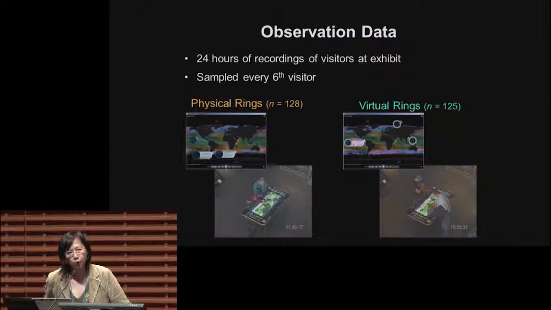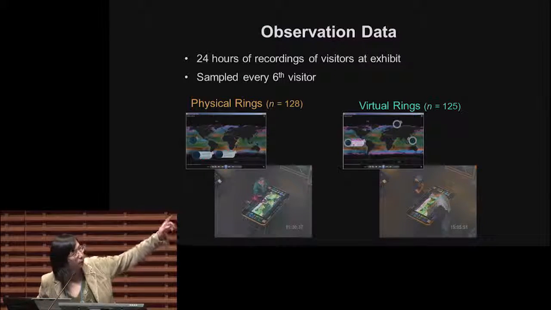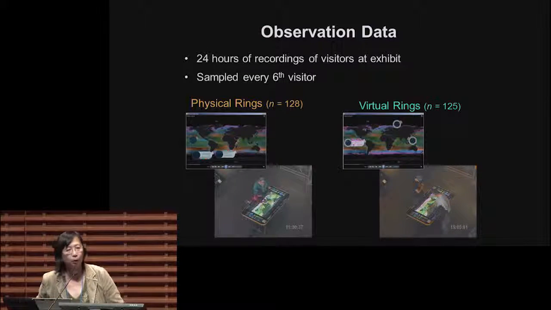So we collected 2 different types of data. We collected observation data, where we were trying to record people's naturalistic behavior at the exhibit. So at the beginning of the day, we would cordon off an area. We would put signs up saying, "You're being videotaped in this area." And then we put microphones around the perimeter of the exhibit to record their conversations. We used an overhead camera to record what they were doing at the exhibit. We also recorded their screen interactions.